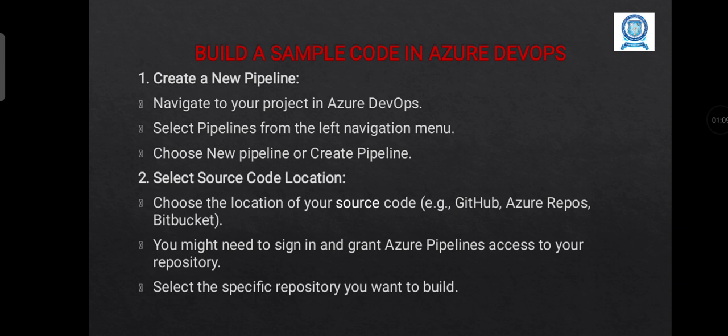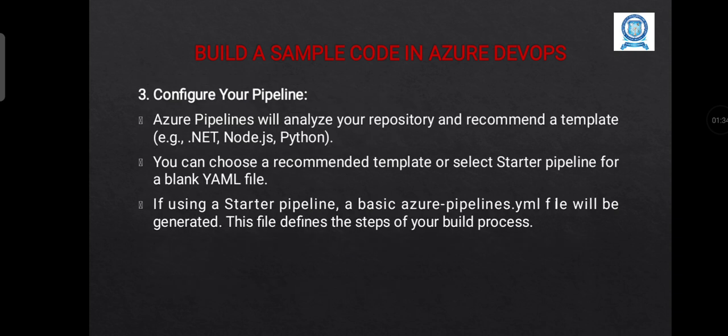Navigate to your project in Azure DevOps. Select the pipelines from the left navigation menu. Choose new pipeline or create pipeline. Second step is select the source code location. Choose the location of your source code. For example, it might be in GitHub, Azure DevOps, Azure repositories or Bitbucket. You might need to sign in and grant Azure Pipelines access to your repository, since the specific repository you want to build. Then we have to configure our pipeline.